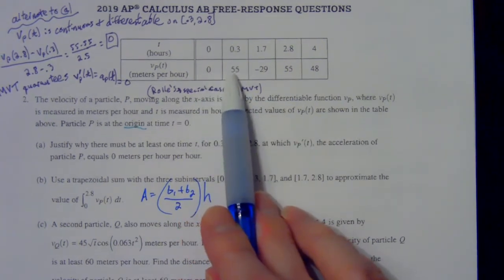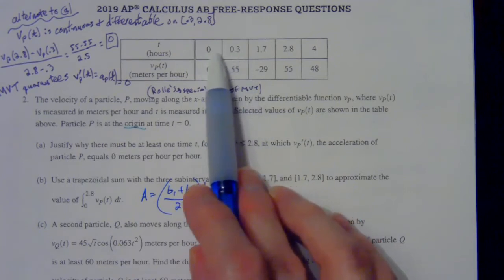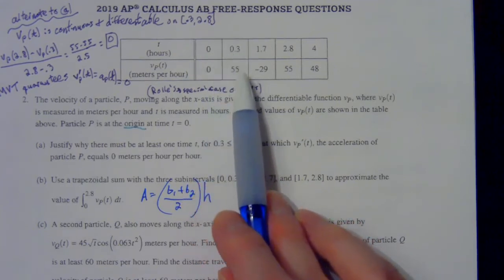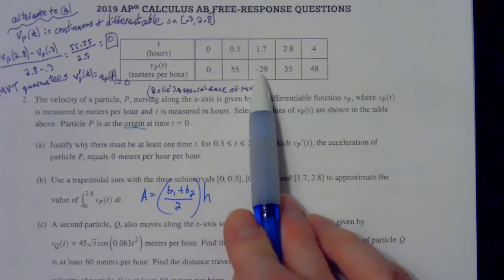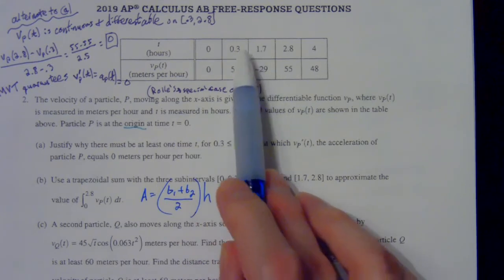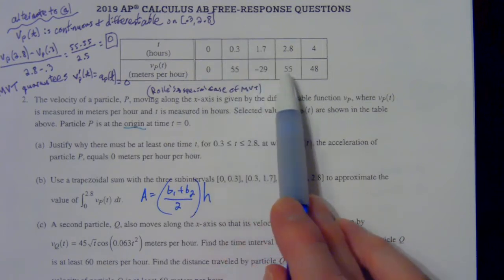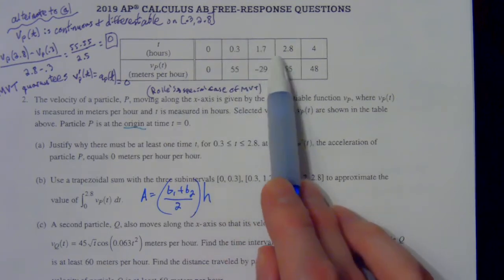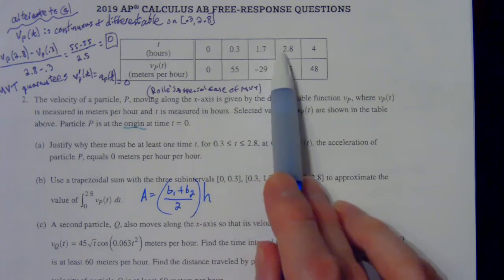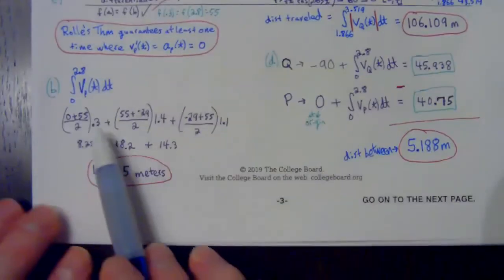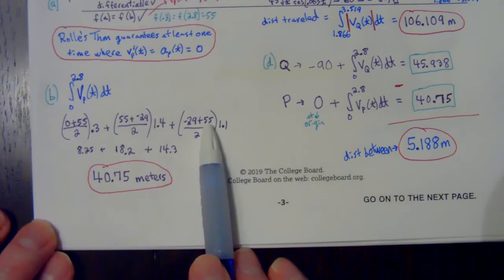But I'm going to go 0 plus 55 divided by 2 times it by the distance between the 0 and the 0.3, which is 0.3. And I'm going to go plus 55 plus negative 29 divided by 2 times the distance between the 0.3 and the 1.7, which is 1.4. And then I'll go negative 29 plus 55 divided by 2 times by the difference between the 1.7 and 2.8, which is 1.1. And so that agrees with all of those numbers that I'm just doing right here.